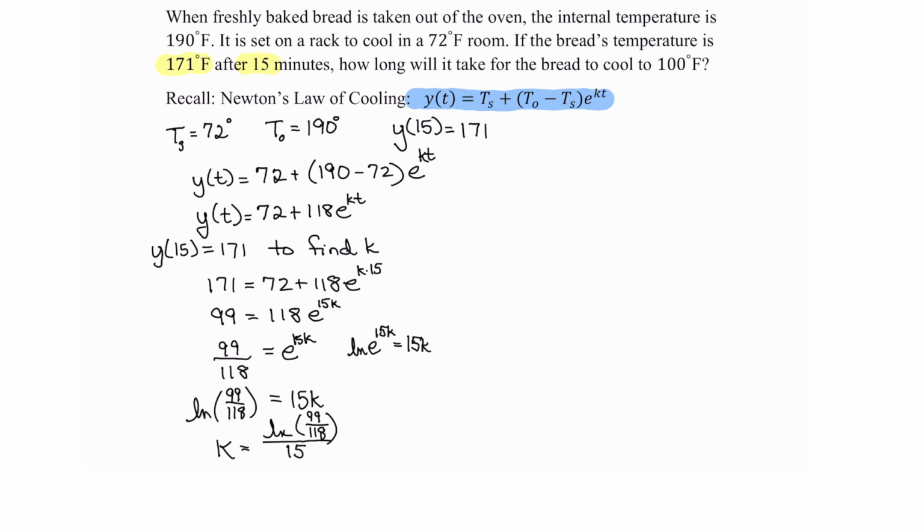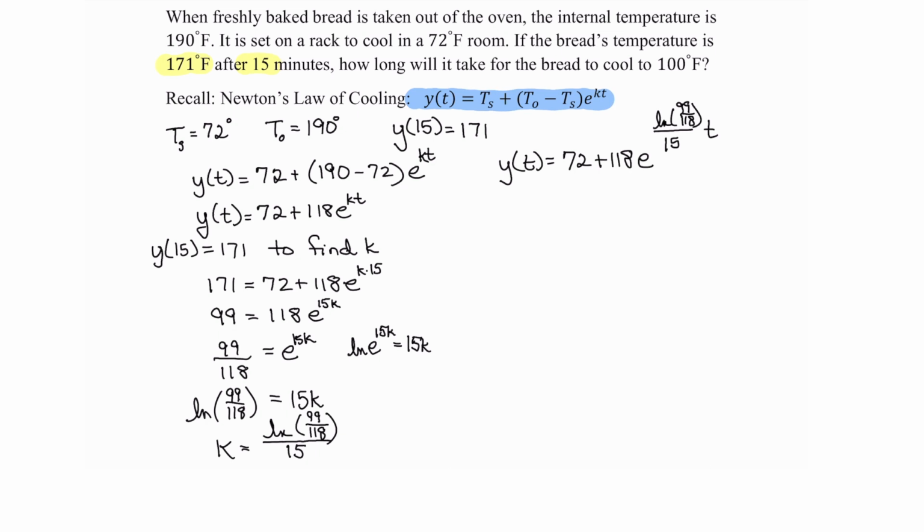Now certainly we could go to a decimal approximation and carry those digits pretty far out, but we're just going to keep it in exact form and do the calculations all at the end. So right now what we have is y of t is equal to 72 plus 118 e to the, I know now that k is the natural log of 99 over 118, that divided by 15, and that's my coefficient in front of t.